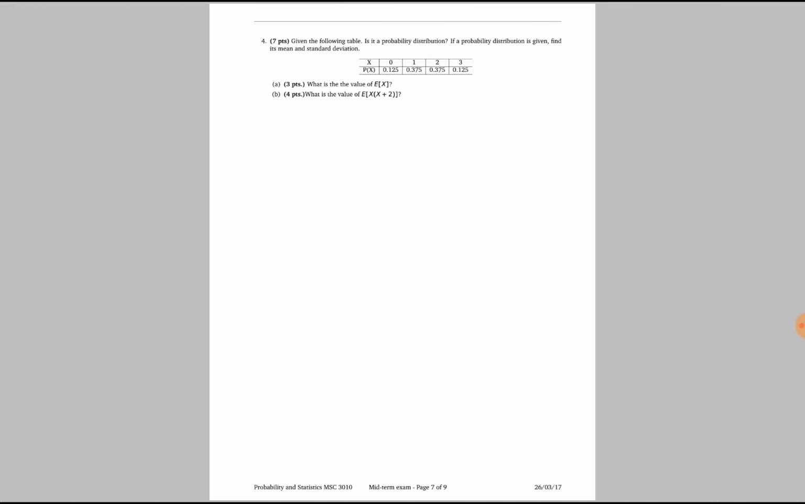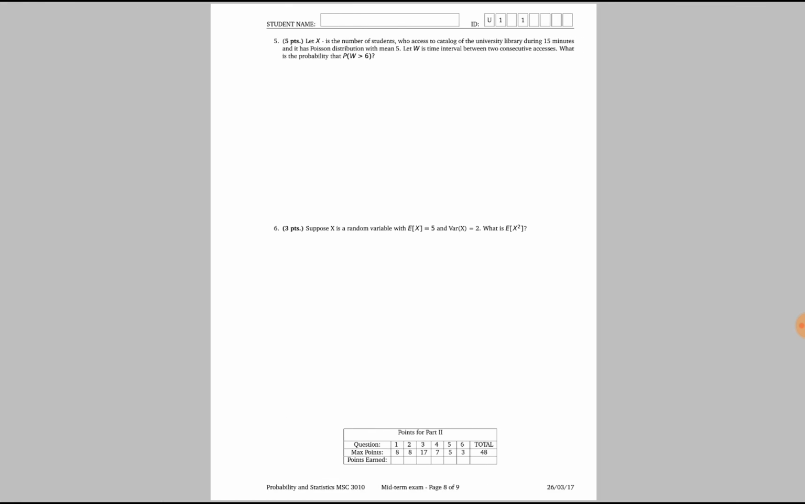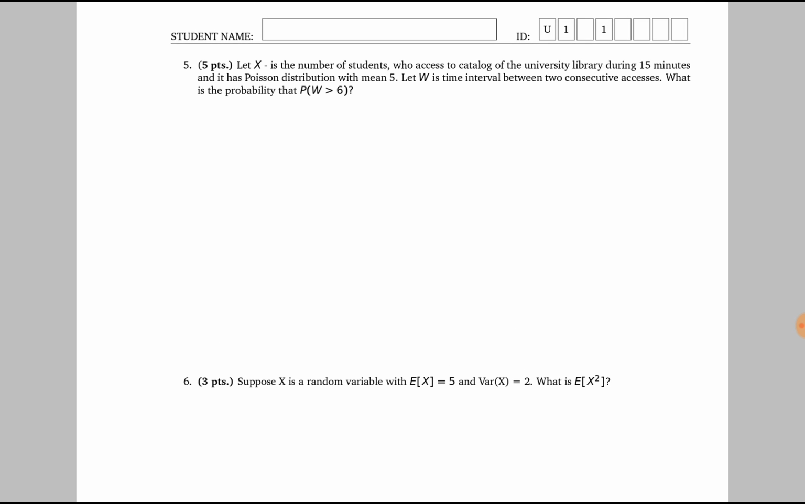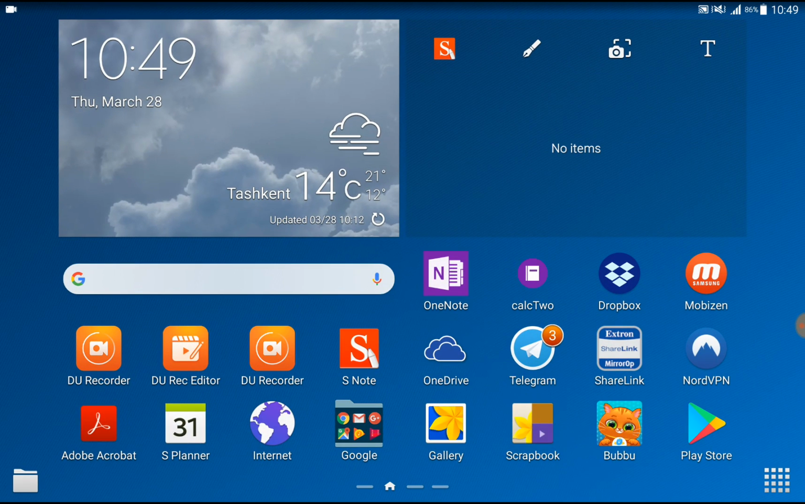Question number 4 is about a discrete random variable. In this case, we're given the random variable with the probability mass function, and students are required to calculate the expected value of this random variable and the expected value of some function of this random variable. Question number 5 is about the exponential distribution and the Poisson distribution and their connections. Question number 6 is about the properties of the expected values and the variances. So let's go through all the problems now.